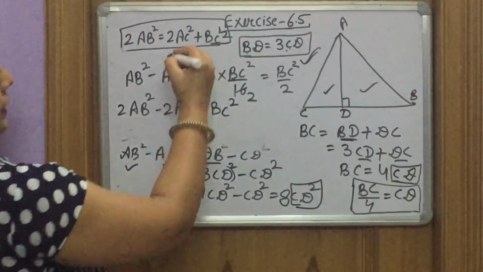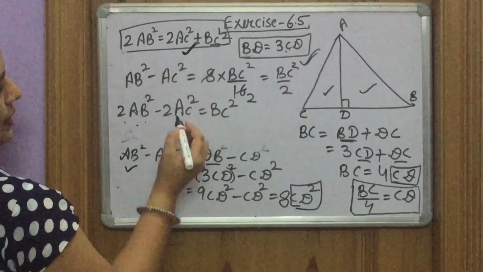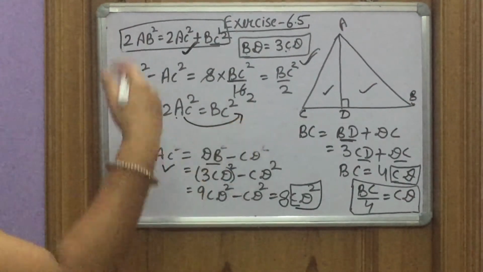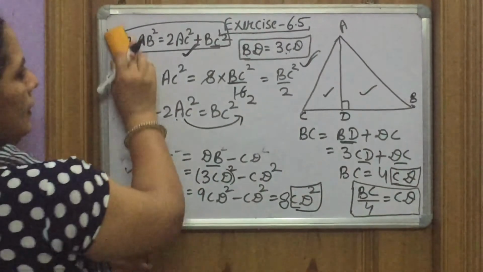Now check it out from the answer. 2AB, 2AC, just transpose this term into the right hand side. Then this is our final answer.